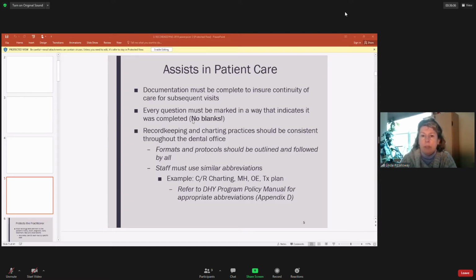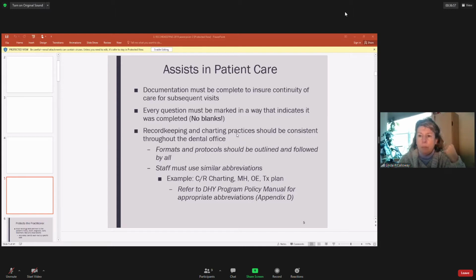This is huge for legal reasons, because if you leave blanks and then every so often a blank is filled in and you go to court, they're going to say, we don't know if you filled this in after the fact or that day, or we don't know if you asked the question because you left it blank instead of putting none or NA. It looks like you never asked the patient if they have a dentist or a dental concern. Maybe you left that blank. So you have to be careful. Absolutely no blanks on medical history, oral exam, things like that.